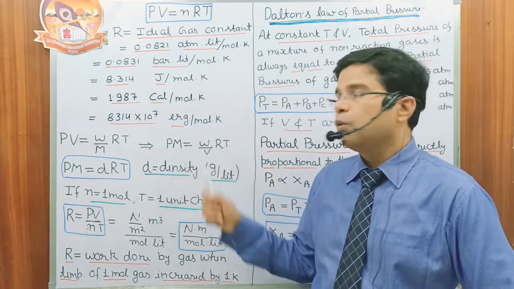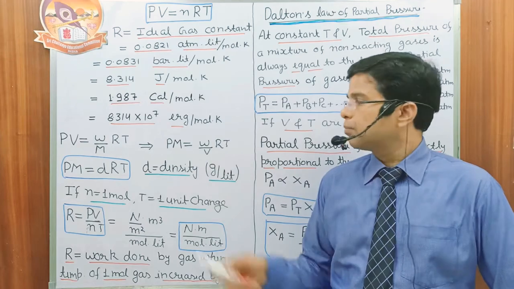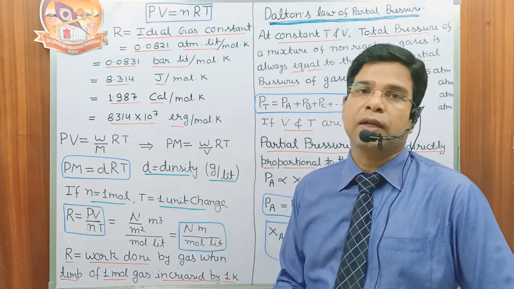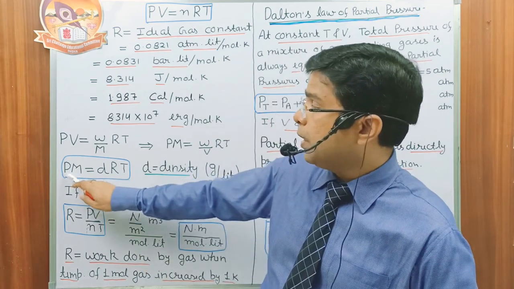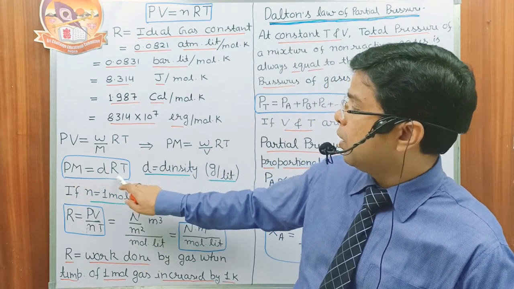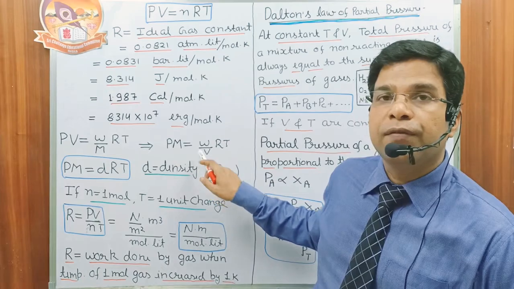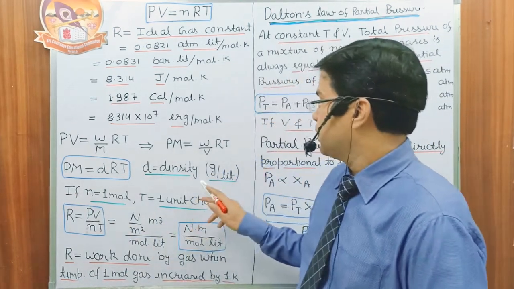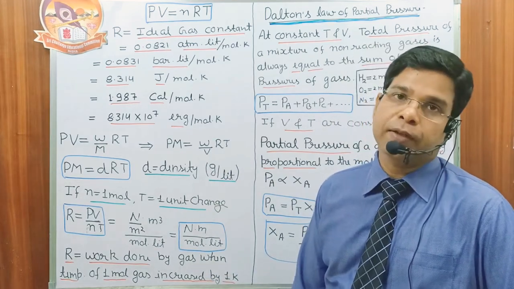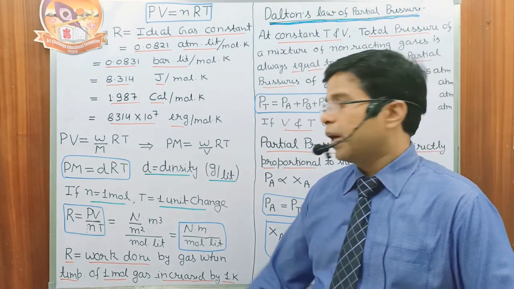Here W is the mass of the gas in gram and V is the volume of the gas in liter. So now we have PM is equal to dRT. W by V, weight by volume, becomes the density of the gas, and this density is given in gram per liter.